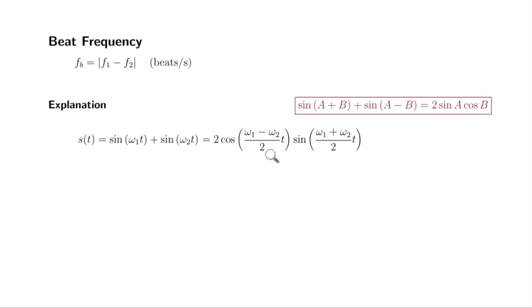You notice that since f1 and f2 are close together, and omega 1 and omega 2 are similar, we're going to have a small frequency for cosine, since it's a subtraction, and since it's an addition, it's going to have a high frequency for the sine. So what happens is this cosine curve is going to act like an amplitude function. Let's look at the picture.